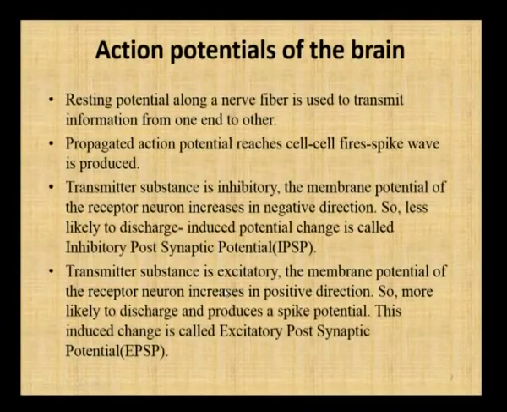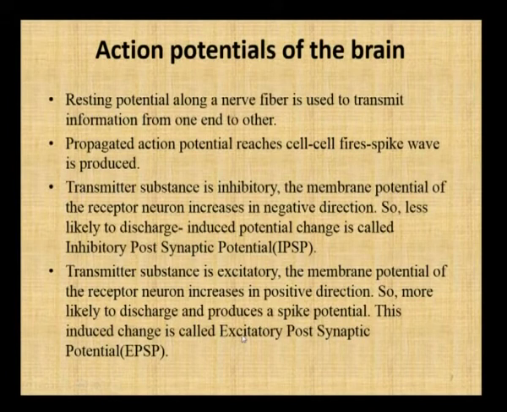So, we basically have two types of measurements. One is the inhibitory postsynaptic potential, IPSP, and the other is the excitatory postsynaptic potential, EPSP. First, IPSP is produced in the inhibitory state in which the neuron's potential increases in the negative direction, hence there will be less likely discharges. So, not that much potential charge will be induced at the output.